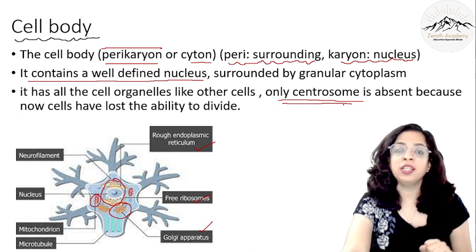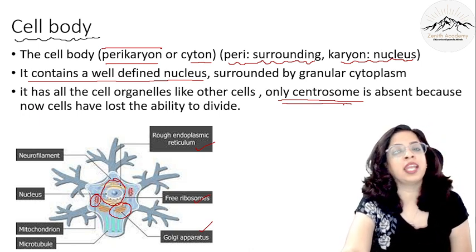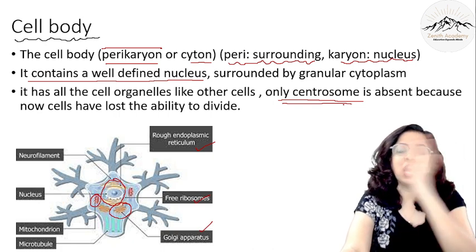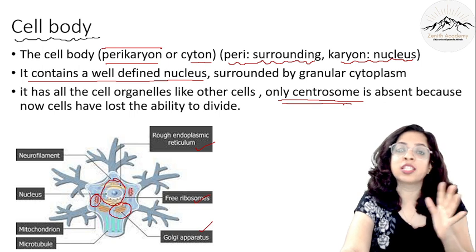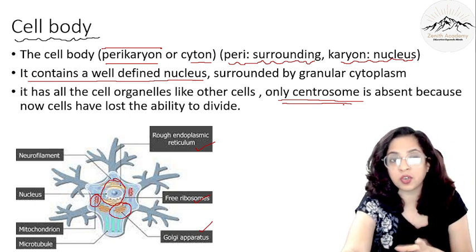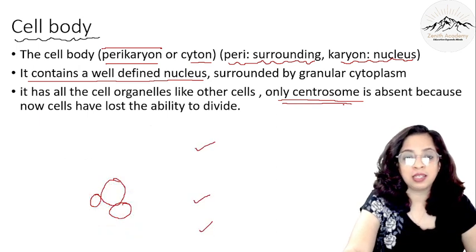So, the cell body, the other name is perikaryon or cyton. Peri means surrounding and karyon means nucleus. So, it has a well-defined nucleus. Around the nucleus, there is granular cytoplasm, containing granules like ribosomes, etc. And it has all the cell organelles like other cells.